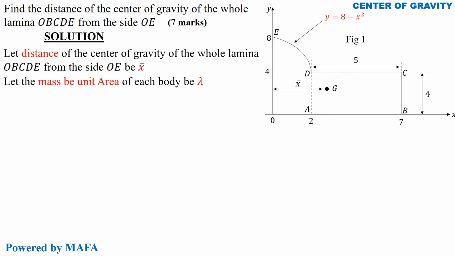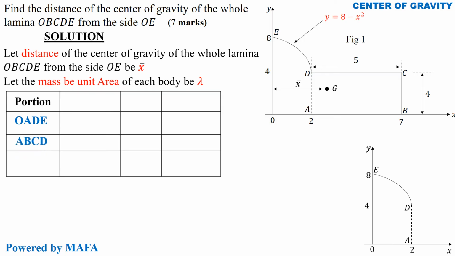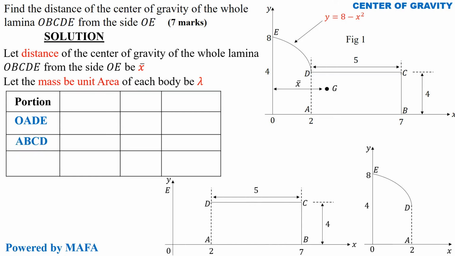Okay, so let the mass per unit area of each portion be lambda. Now we consider this table where we are going to have the following. We begin with the various portions that exist in the lamina. The first portion is the portion OADE. Here is a portion as represented. The next portion is the portion ABCD, which is our rectangle, as you can see, and the third portion is the portion OBCDE, which is the whole lamina.